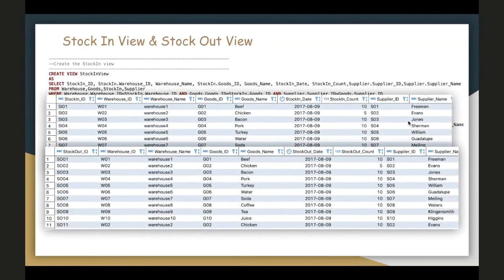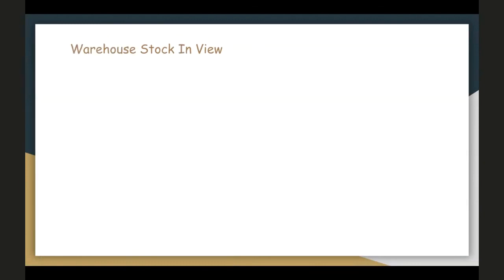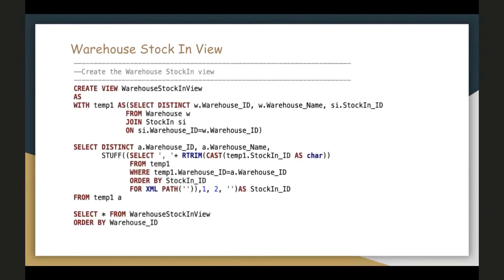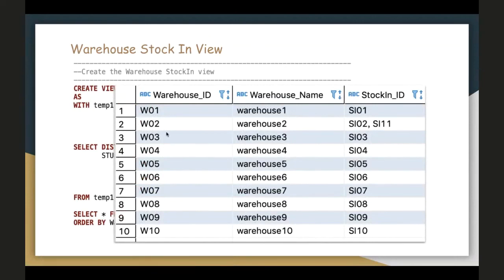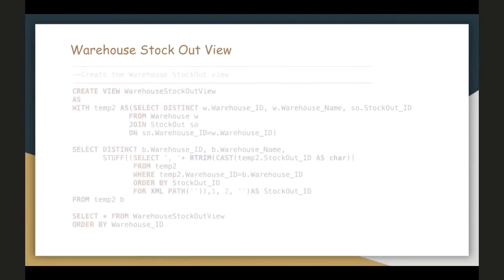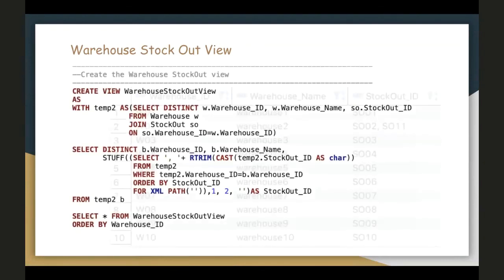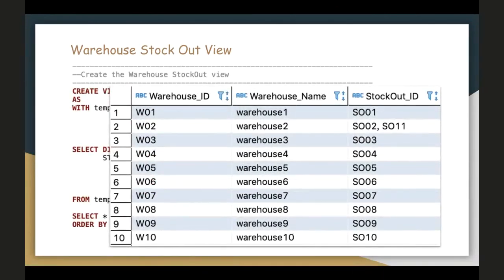And now let's go to the fourth view, the warehouse stocking view. In this view, we use multi-value columns, so we could see all the stock in and stock out information of each warehouse. And here we could see we have all the stocking IDs for the warehouse, and it's similar in the fifth view. Here is the warehouse stock out view. So let's go to the next part.